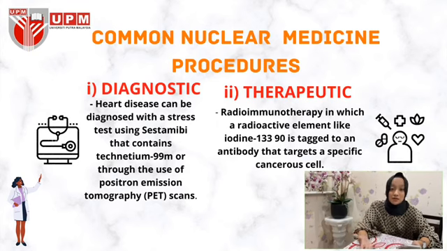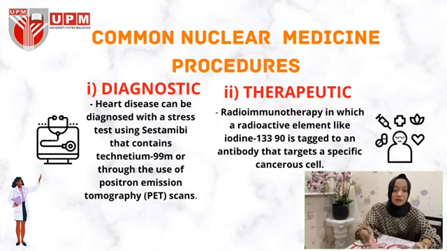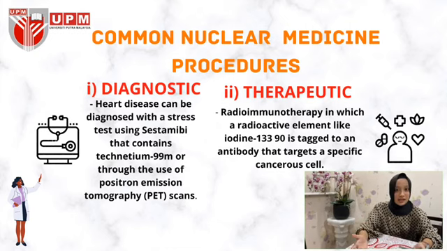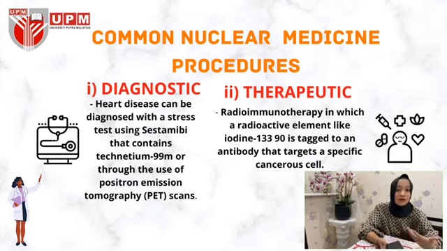So under diagnostic procedure, heart disease normally can be diagnosed with a stress test using a sestamibi scan which contains technetium-99m or through the usage of PET scan. So what is PET scan? PET scan is basically a positron emission tomography, which is normally used by the doctor to obtain more data or information on how the organs in our body are functioning.